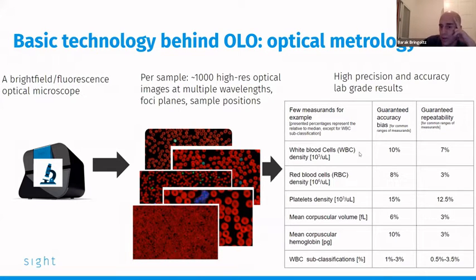So here I've just jotted down an example of several of the measurements we make, such as the density of white blood cells, red blood cells, the volume of a mean red blood cell, the amount of its hemoglobin, and so on and so forth. And you see that the level of accuracy and precision required is quite good. These are essentially FDA requirements. And what I want to show you is how we get to such results.